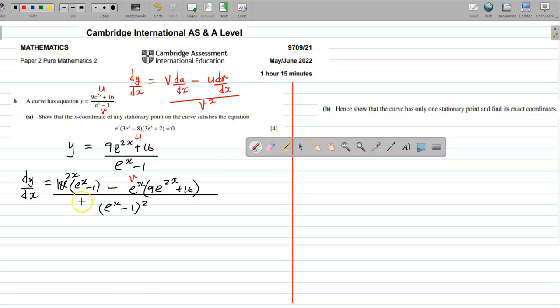Okay, so we just need to tidy this up now and equate it to 0, because at a stationary point dy by dx equals 0. If we equate this to 0, it means that we would just have the numerator equals 0, because this would become 0 when we multiply both sides. So here we can just distribute this now. 18 e to the 2x times e to the x is going to give us 18 e to the 3x. 18 e to the 2x times minus 1 there is just minus 18 e to the 2x.